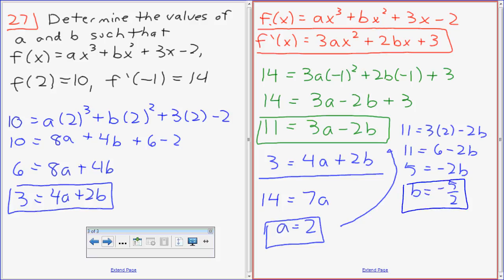Can you confirm that for me? a equals 2, b equals negative 5 over 2. Does that look good? Would you get the same answer if you put it into the first equation or the second? Yes. And the same thing, if you were doing substitution, you would have got the same answer as well. Okay. All right, so I'm going to stop the video.